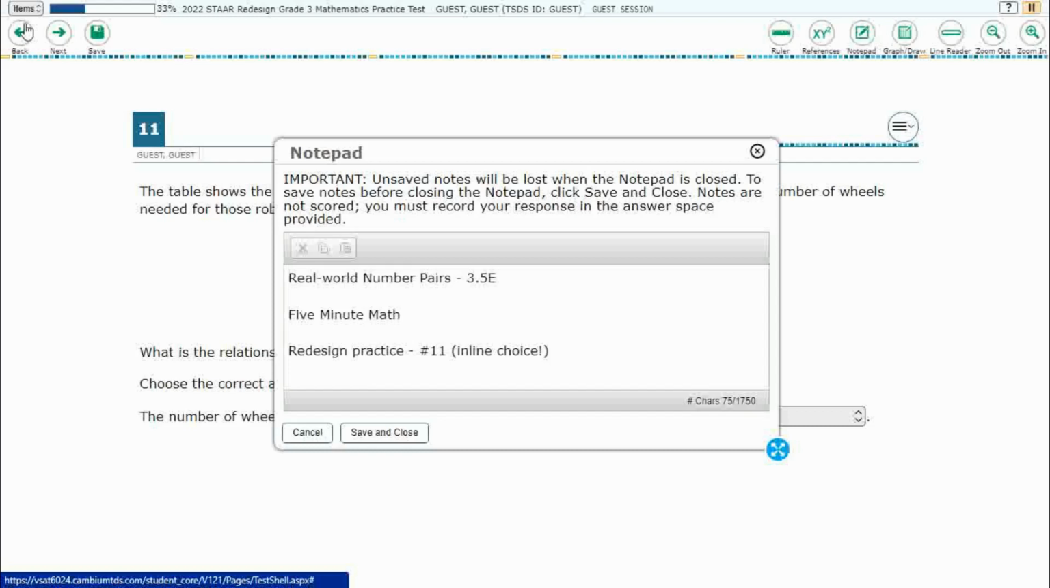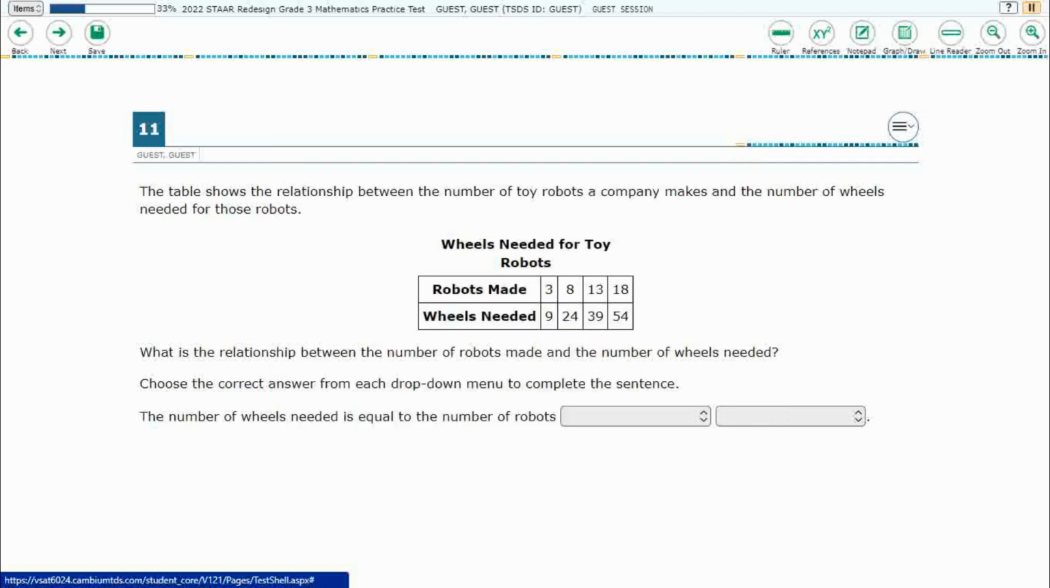Today we are looking at the third grade concept of real-world number pairs. This is standard 3.5E in the great state of Texas, and we are using item number 11 off the Redesign Practice Online STAAR test. This includes a new item type, the inline choice. If you haven't done so already, please go ahead and take a moment to pause the video, work this problem out on your own, unpause it, and we will look at our answers together.